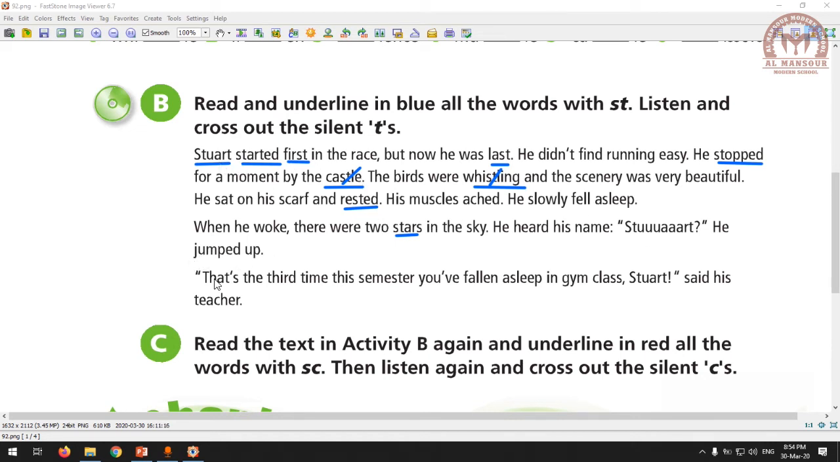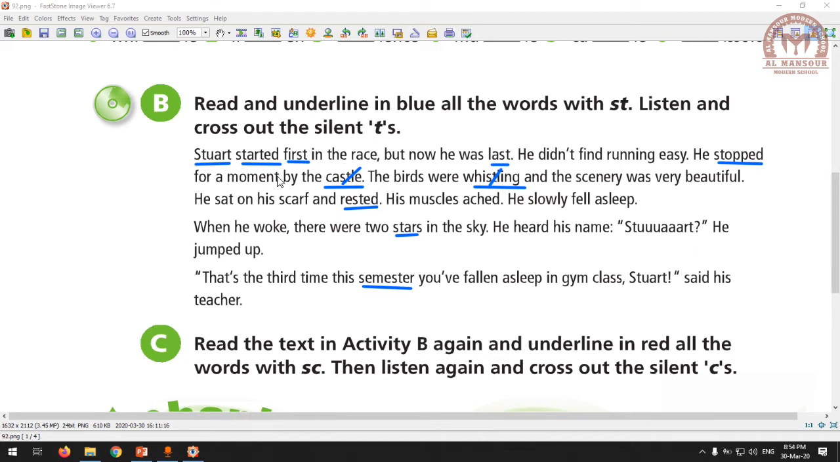He jumped up. That's the third time this semester you've fallen asleep in gym class, Stuart, said his teacher. Okay, so we underlined all the words that have ST in them, and we crossed out the words that have a silent T in them. We're going to do the same activity, but this time with a different color, with words that have SC in them and a silent letter C in them.